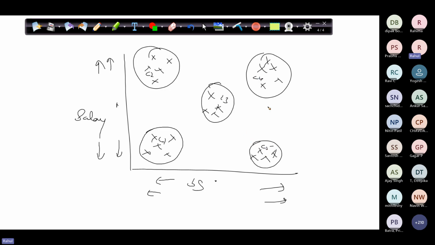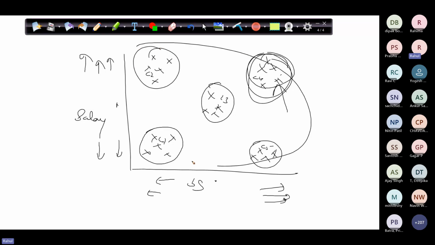Now, suppose I am coming up with a very expensive product and I want to target those customers who are more likely to buy. So out of these five clusters, I know that cluster number four are the people who have higher chances to purchase the product. The reason is their spending score is higher and their salary is also higher. So I can target these customers. The probability of converting them to purchase that expensive product is very high.